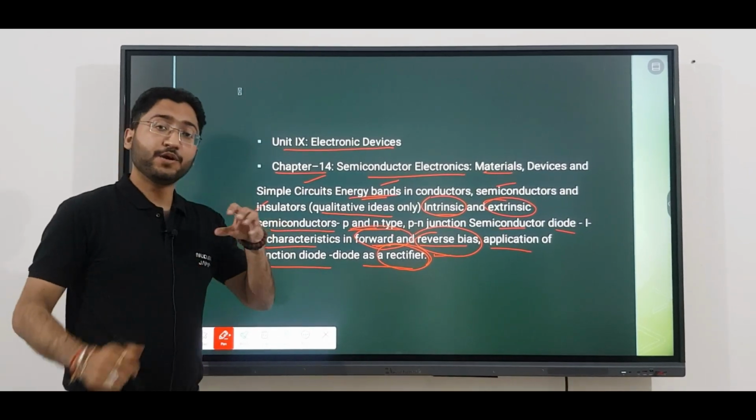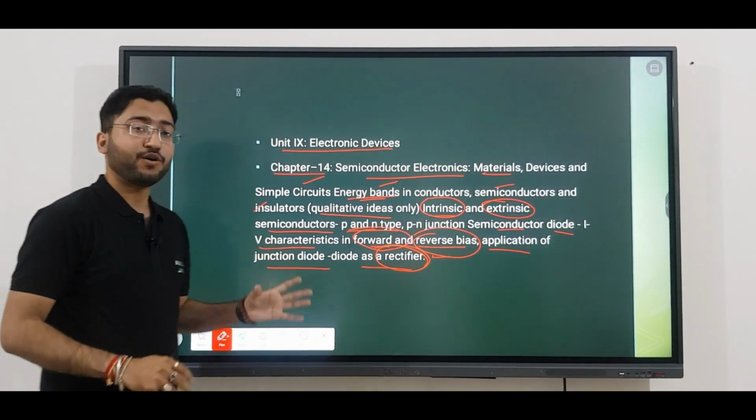So this is the new updated CBSE syllabus of physics. Thank you.